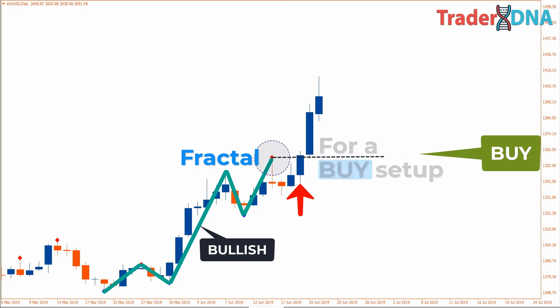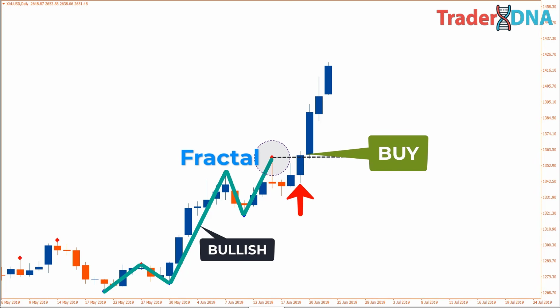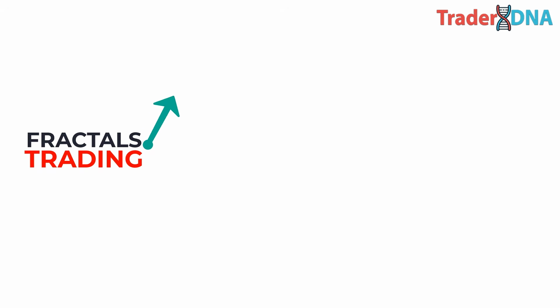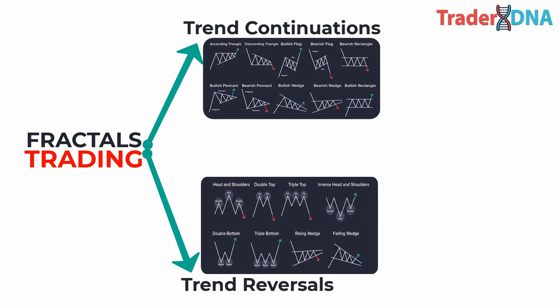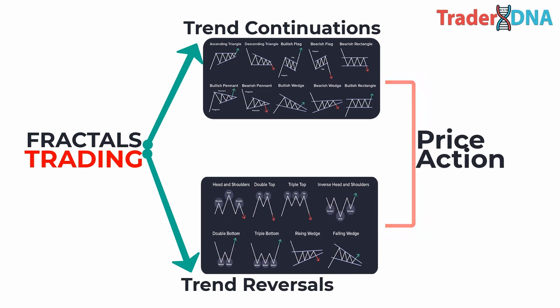It's like having a built-in lie detector. We only enter once the market proves itself. And trust me, this kind of patience pays off big time. The strategy works for both trend continuations and reversals, which means you can use it whether the market is breaking out of a range or flipping direction entirely. And because it's all based on price action and confirmation, it adapts beautifully to high volatility conditions where fake breakouts are everywhere.